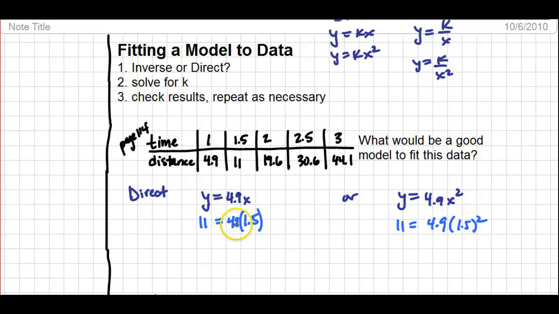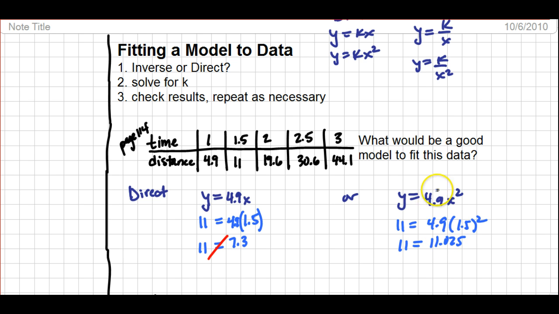When you multiply 4.9 times 1.5, I think you get about 7.3, which is clearly not equal to 11. So it's probably not this one. This model is probably not it. Let's take a look at the other one. When you multiply on this one, 1.5 squared first, and then times 4.9, you get 11.025, which is definitely closer to the 11 mark.